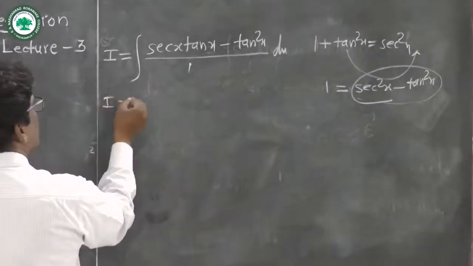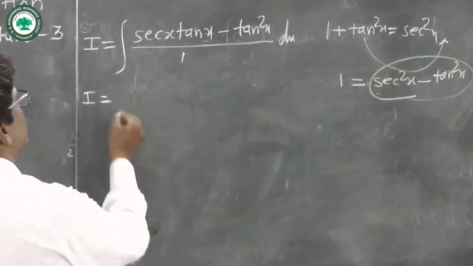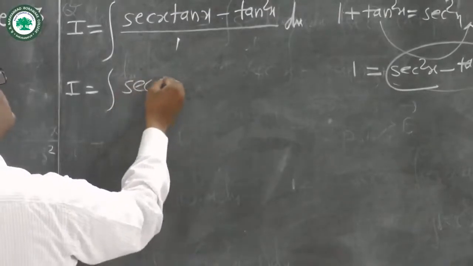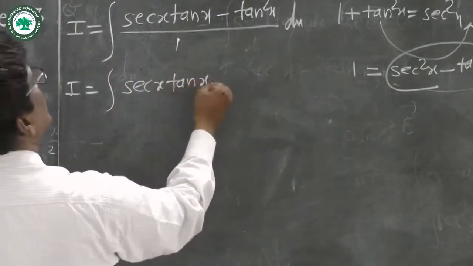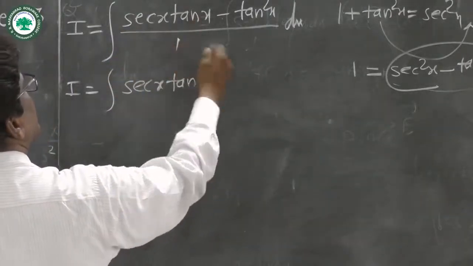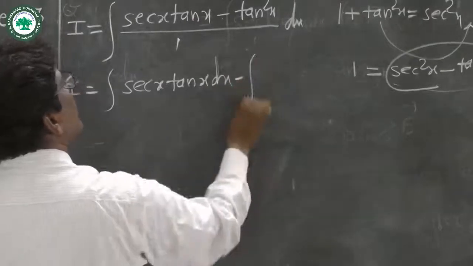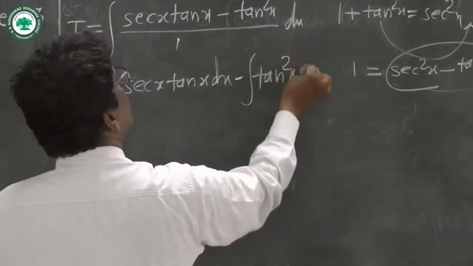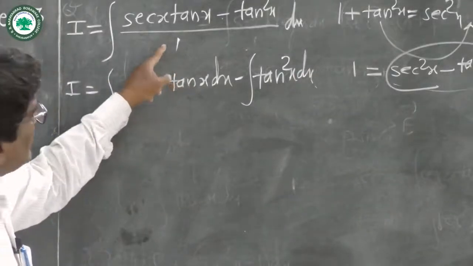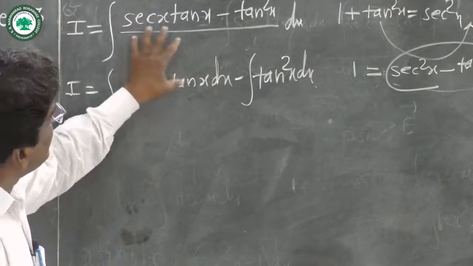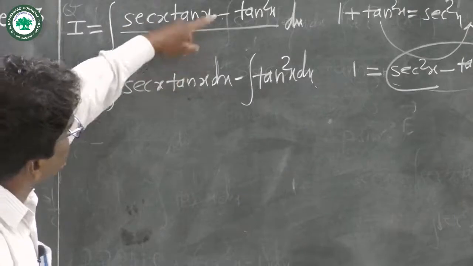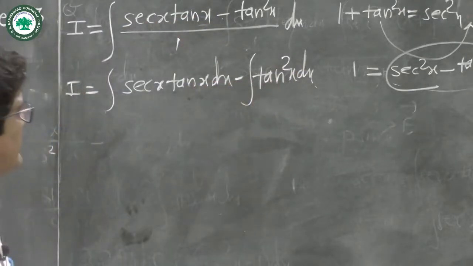So I is equal to integration of sec x tan x, take the separate integration of sec x tan x dx minus integration of tan square x dx. Here denominator is 1. If we do not write 1, the question does not arise. So we take separate integration of sec x tan x dx minus integration of tan square x dx.